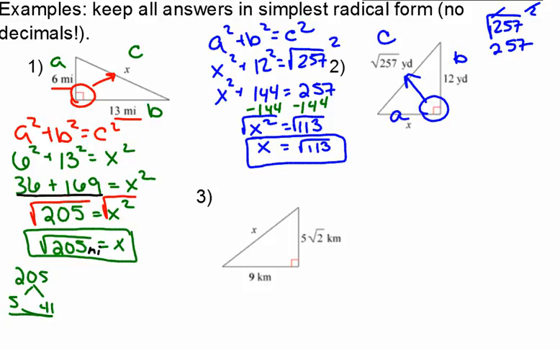At this point in time, I want you to pause the video and go ahead and try number 3. So first identify your 90-degree angle, and then your hypotenuse, and then substitute into your equation. So go ahead and hit pause and complete number 3.